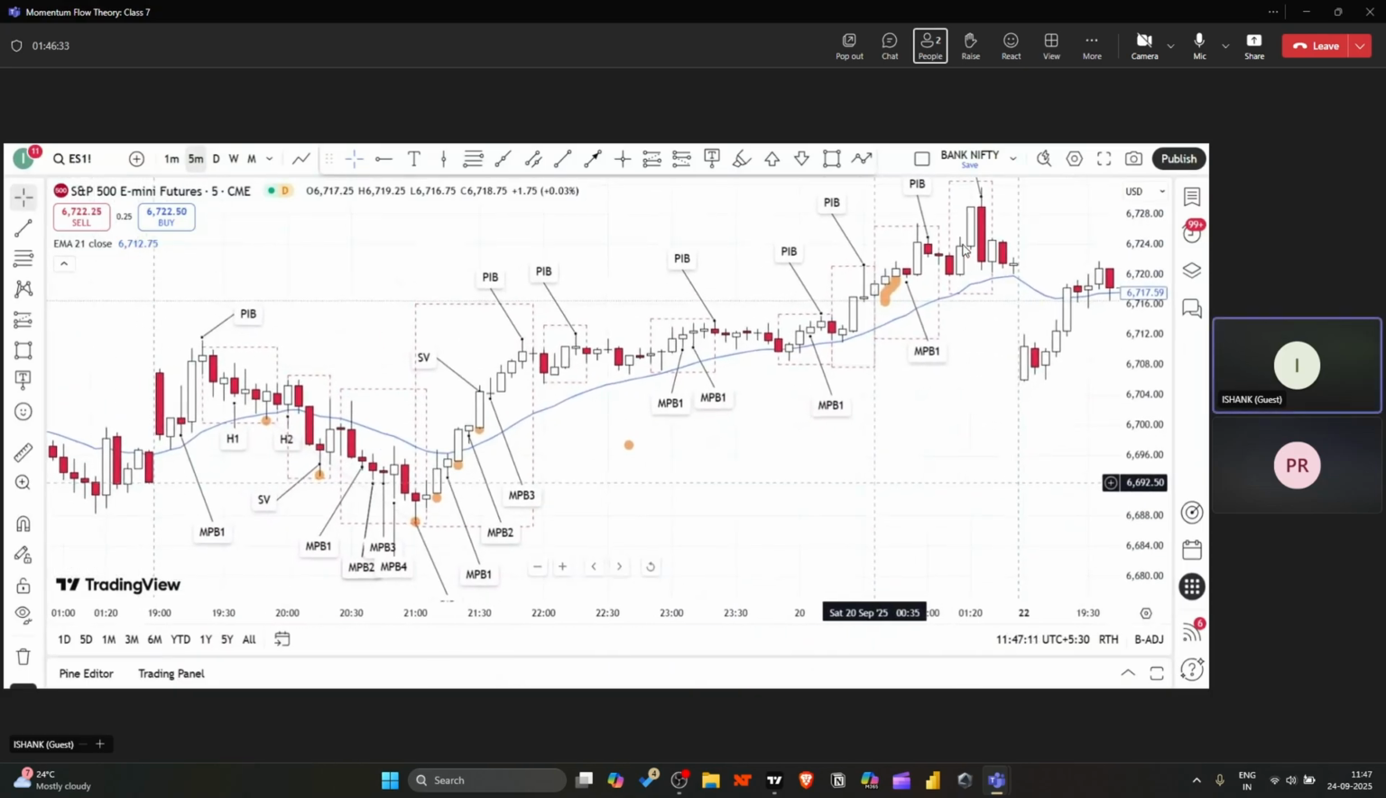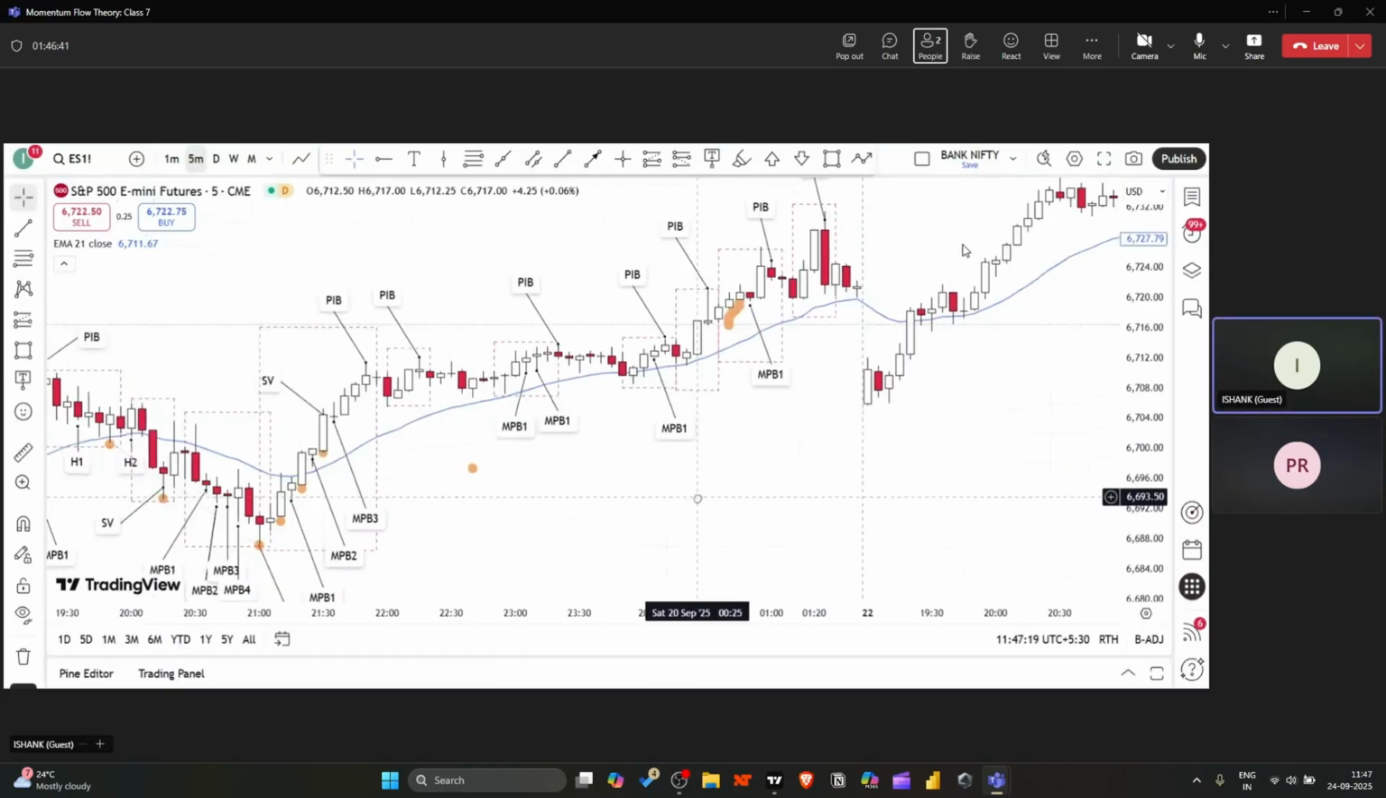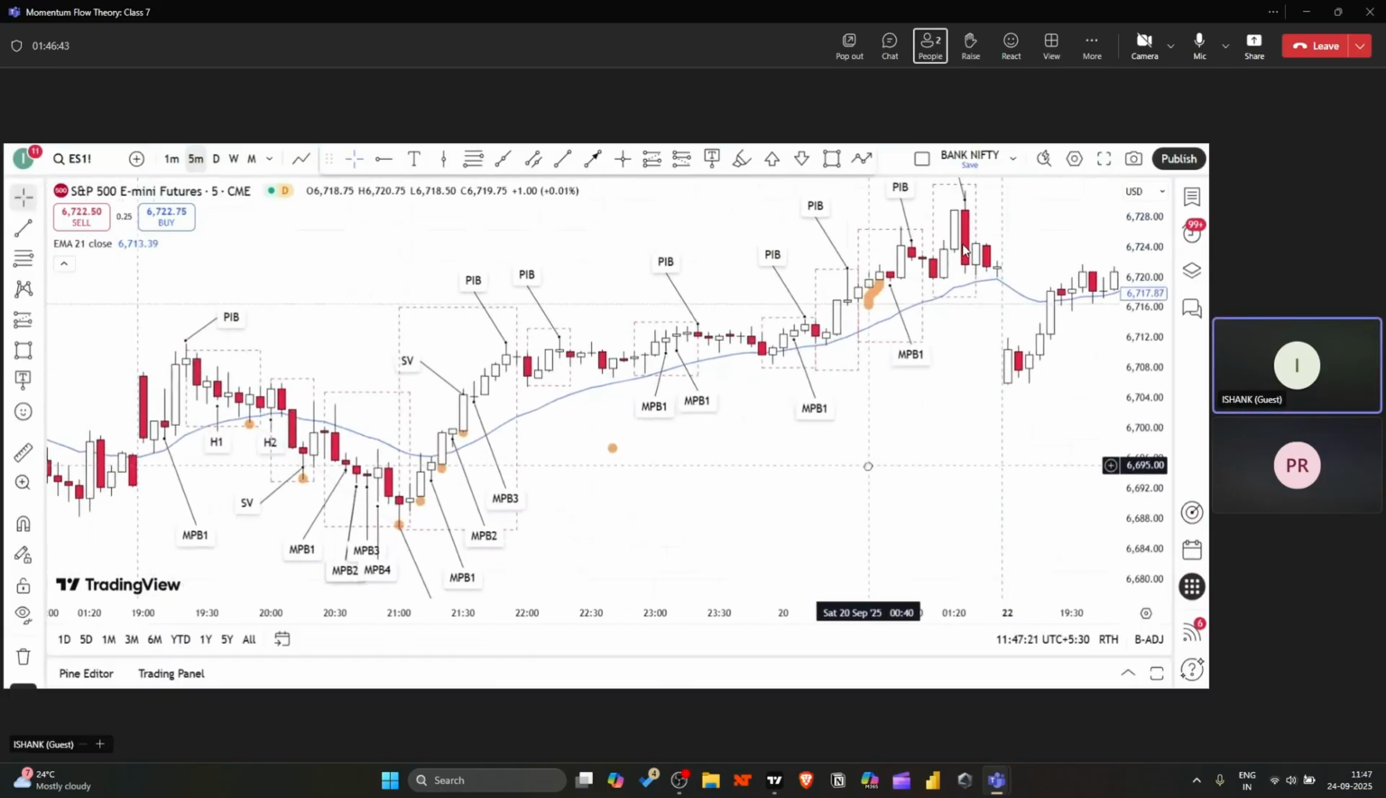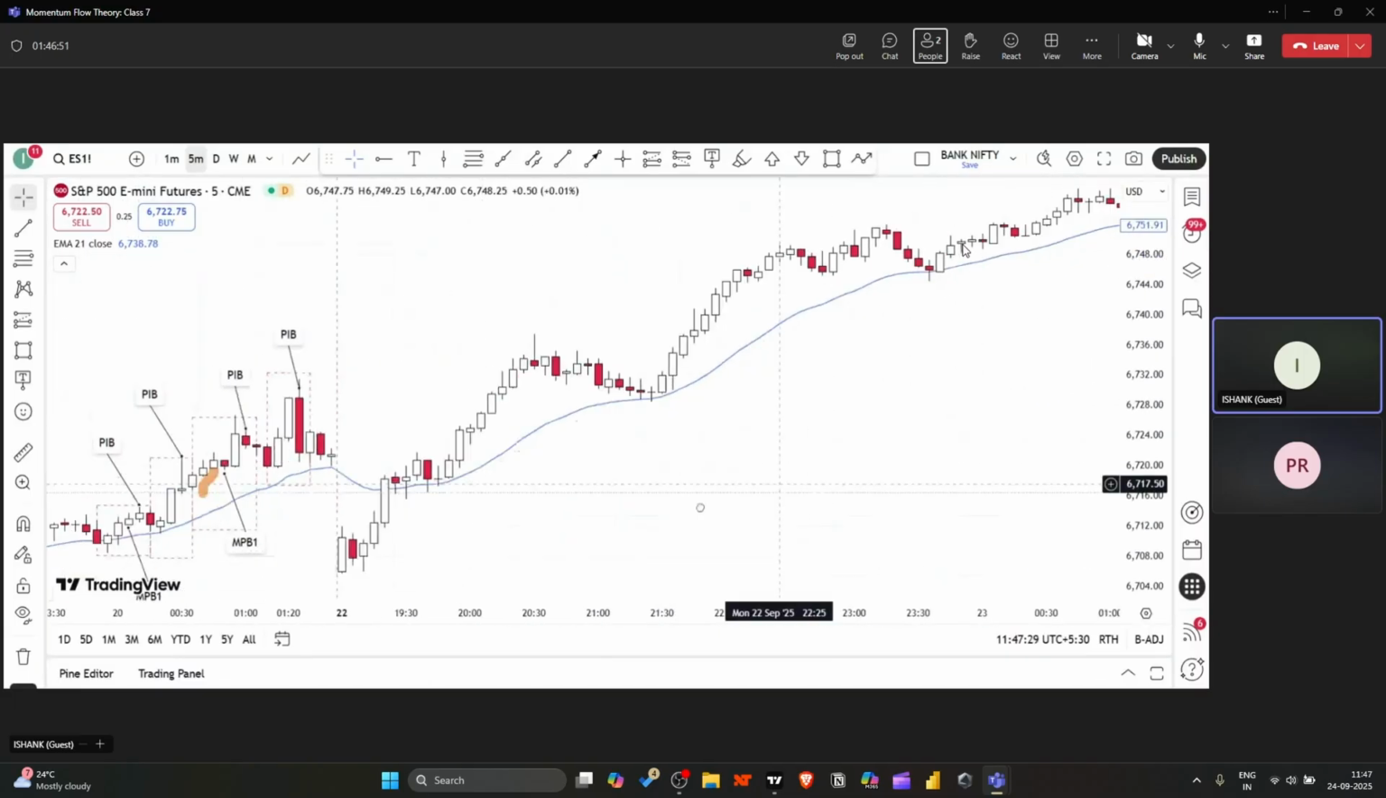If you're able to mark this much, then most of my job is done, because everything next will be adding on to this. Nothing will be apart from this. Everything will keep adding on to this. I think it is better to first mark slowly on your chart.